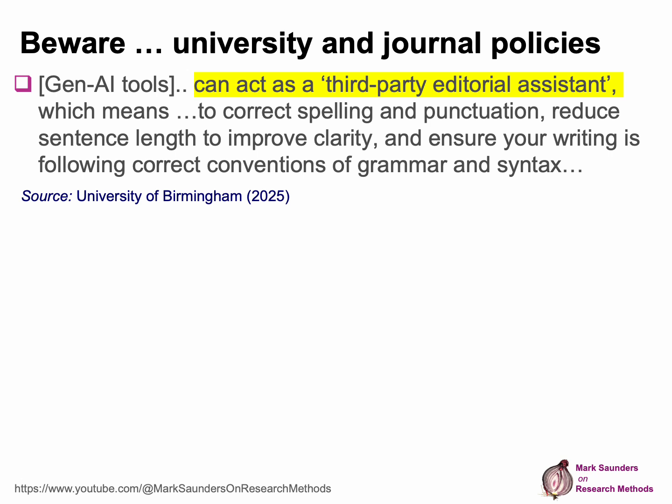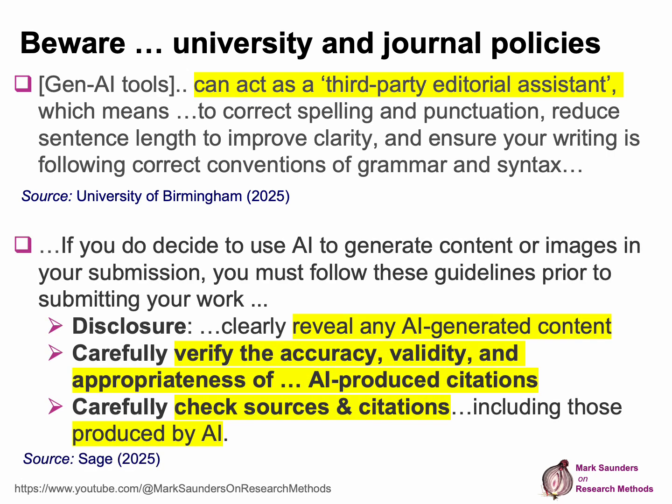However, we have to beware because there are university and journal policies. So for example, a university policy may say that GenAI tools can only act as a third-party editorial assistant. Well, in this case, this is what we've actually used it for. Now let's look at what a journal might say. So we'll look at Sage journals. And they say if you decide to use GenAI to generate content or images in your submission, you must follow these guidelines. Well, you clearly must reveal any GenAI generated content.